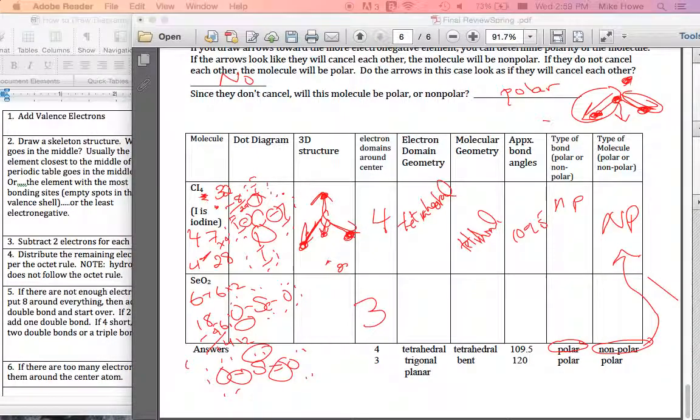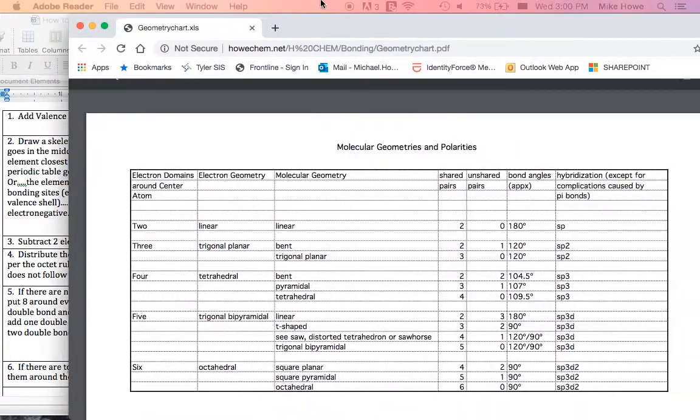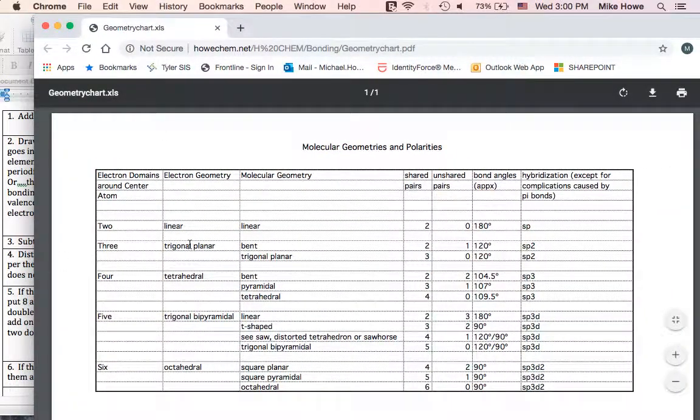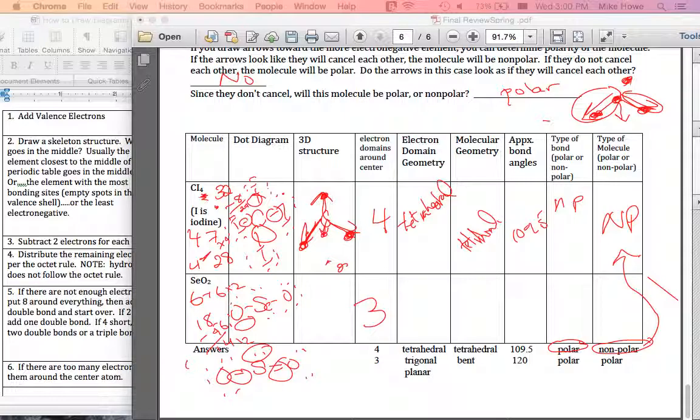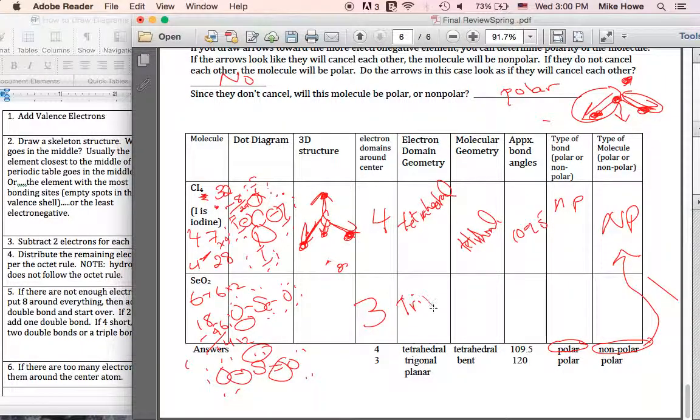I'll pull that sheet over for you. That's this one. So 3 domains, trigonal planar. In this case, again, like in the previous video, 2 are shared domains and 1's unshared, and the bonds will be 120. So the 2 shared domains are this one, and that's an unshared domain. So the electron domain geometry is trigonal planar. But the molecular geometry will be bent because of the 2 shared and 1 unshared. Bond angle is still about 120.